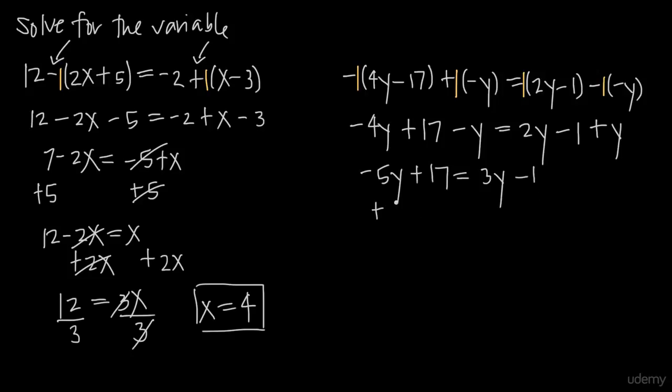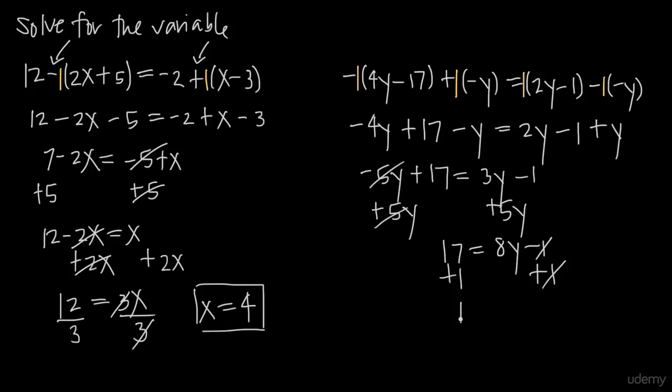Now we'll go ahead and add 5y to both sides. That'll cancel the negative 5y on the left, leaving us with just 17 equals 8y minus 1. Then we'll add 1 to both sides to cancel the 1 on the right. Negative 1, positive 1 cancel with one another. And then we're left with 18 is equal to 8y. Dividing both sides by 8 cancels the 8 from the numerator and the denominator on the right, leaving us with y is equal to 18 over 8, which is the same as 9 over 4 when we divide both the numerator and the denominator by 2.